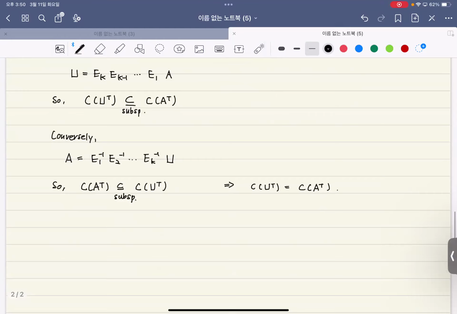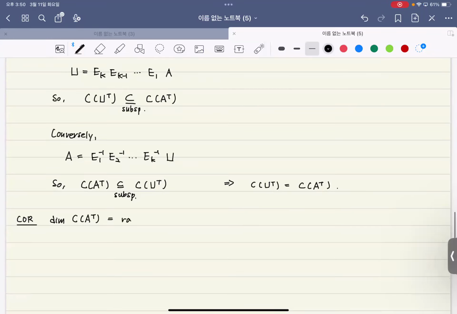I have two immediate corollaries from the theorem. The dimension of the row space is the same as the rank of A, which is the same as the dimension of the column space. Those two spaces have the same dimensions. So why?